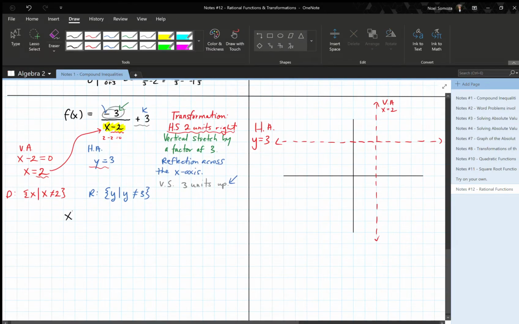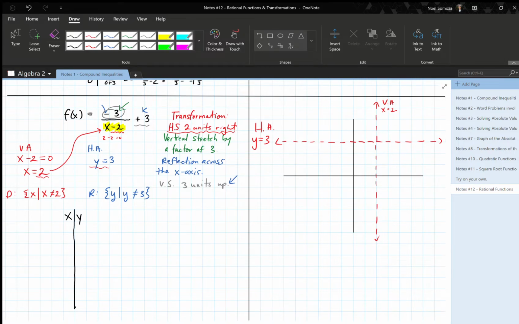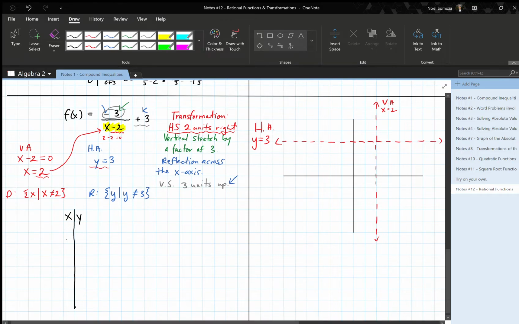Let's go with x and y. I know that the number that causes issues is 2, so I'm going to put 2 in the middle of this table. I'm going to leave space for 3 values. Plug in 2. 2 is what gives me undefined. So I know I need 3 values to the left of 2, so let's go with 1, 0, and -1. And on the other side of 2, we have 3, 4, and 5. Our function here is -3 all over x minus 2, plus 3.